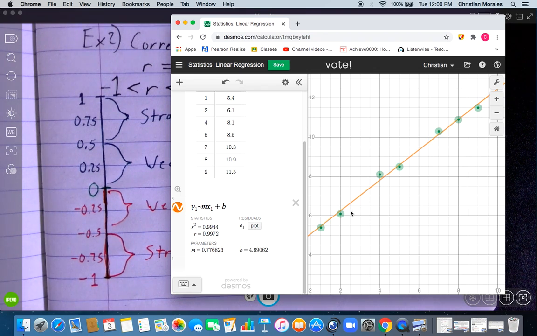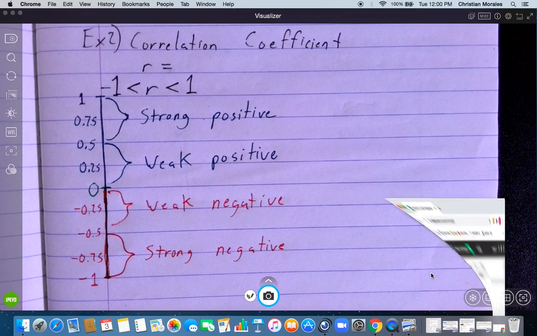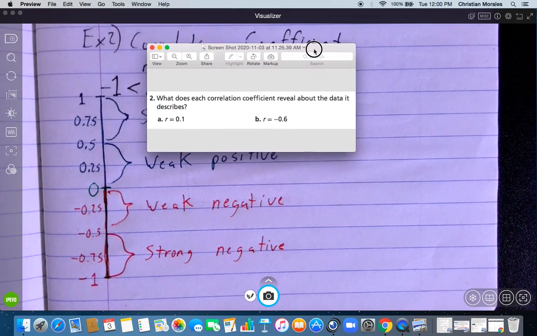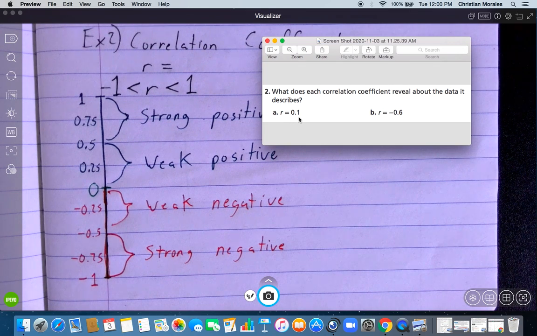There's a strong relationship between the line and the data points, okay? And that's what that means. Another example is if I give you, let's say, something like this. If you have an R that's a 0.1, I would say that would fit right here. That would be weak positive correlation. The line is going up, but the points are kind of scattered.